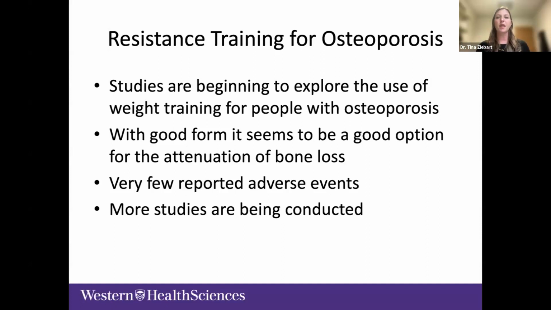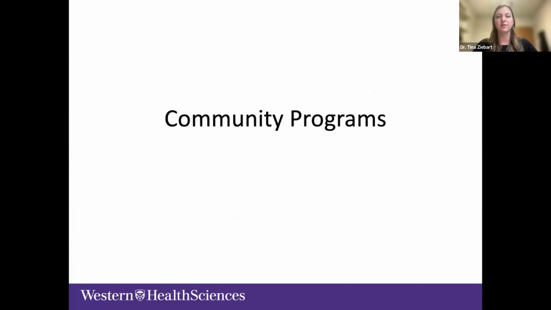And so the applicability of who gets what type of exercise prescription will require some clinical reasoning, but there's definitely value in conducting resistance training to not only help increase lower extremity strength and improve posture, but hopefully also improve balance and ultimately reduce the risk of falling.